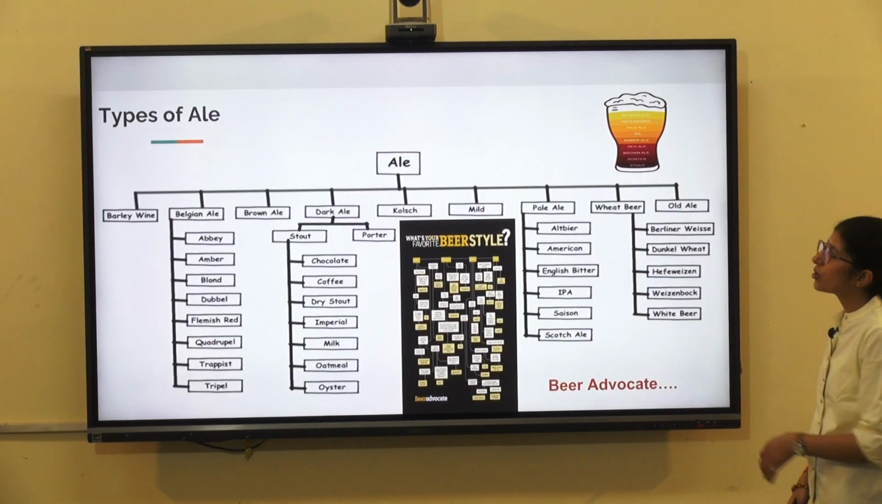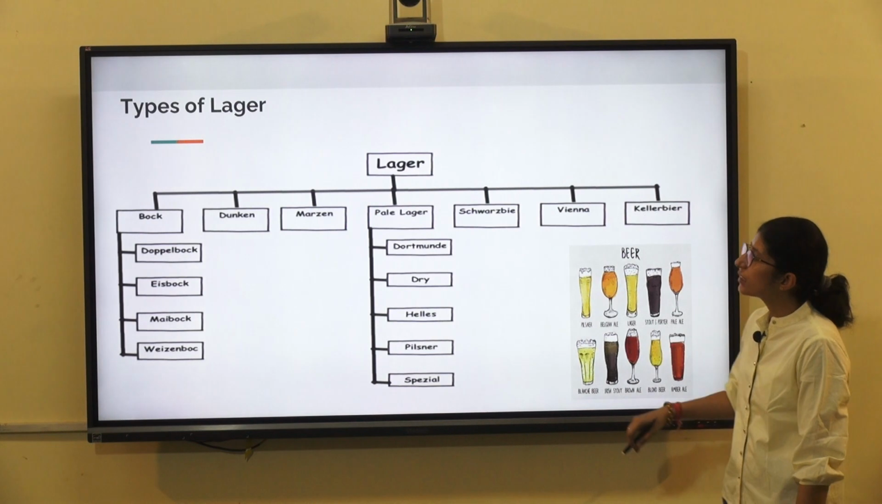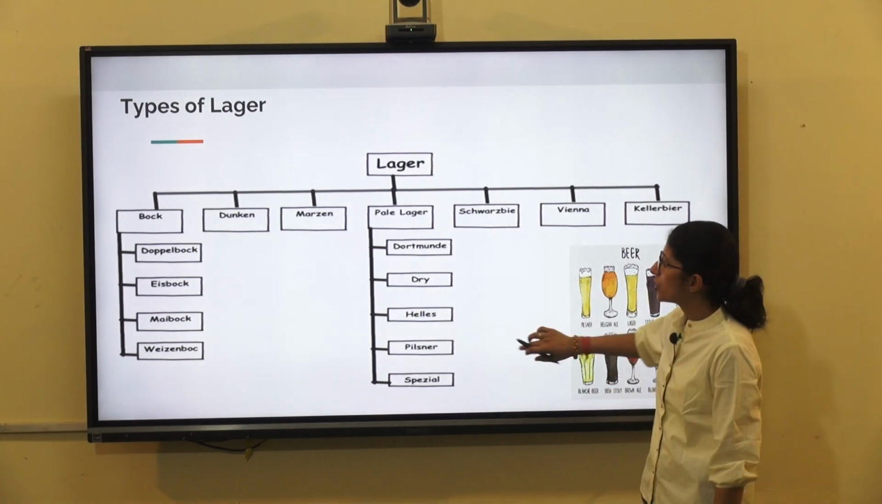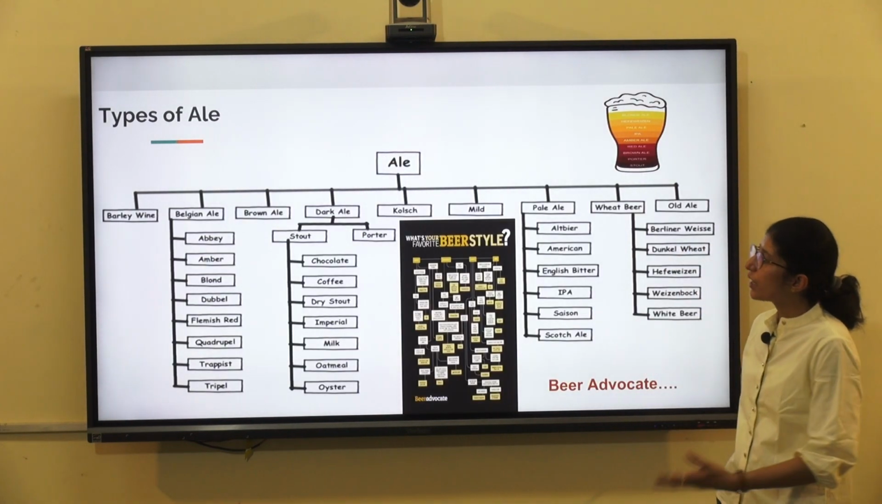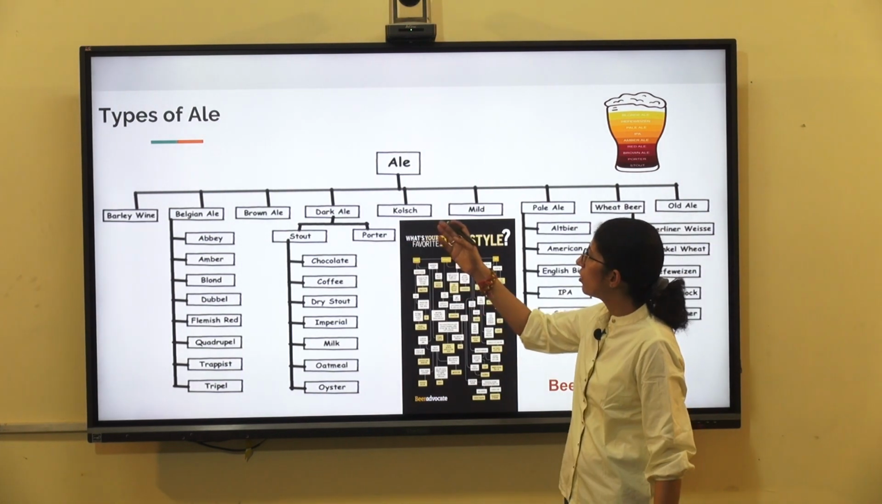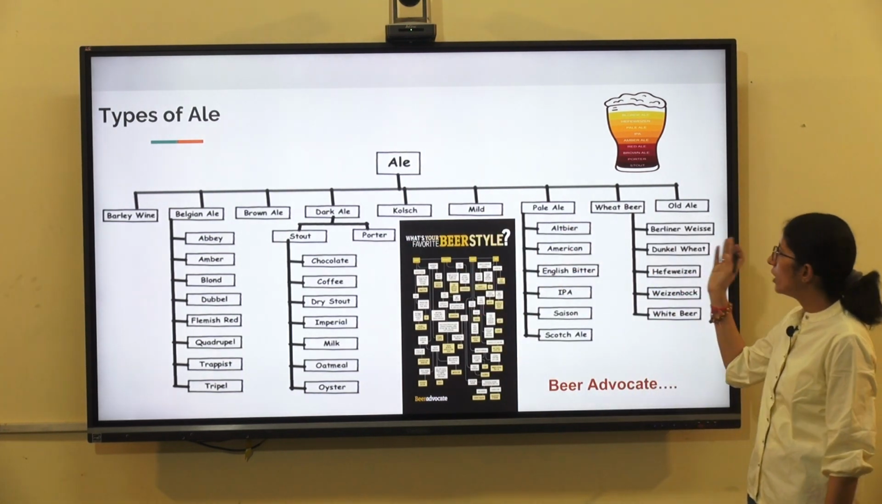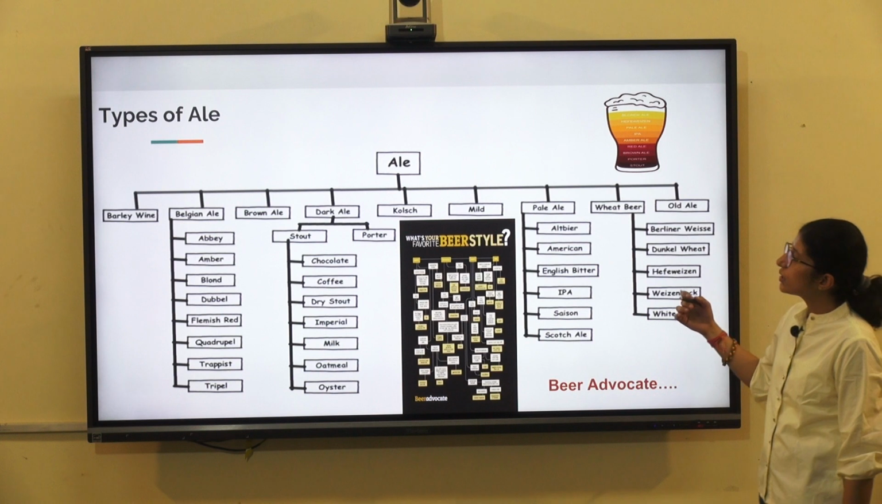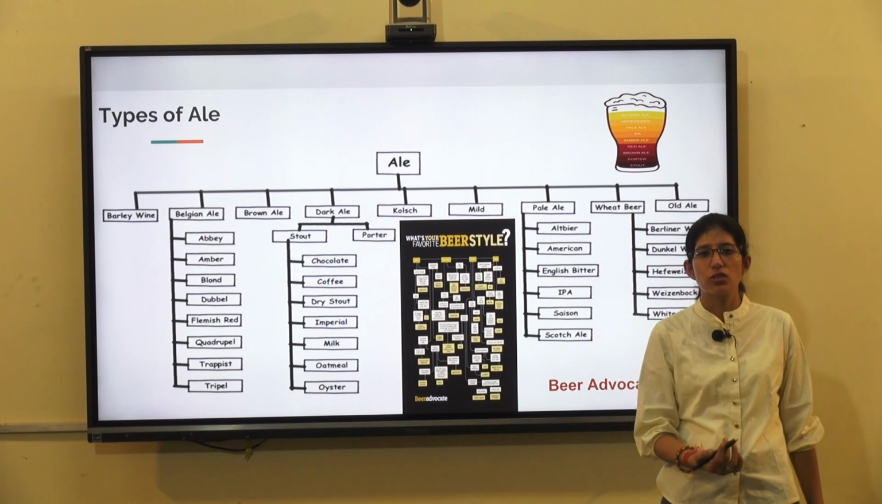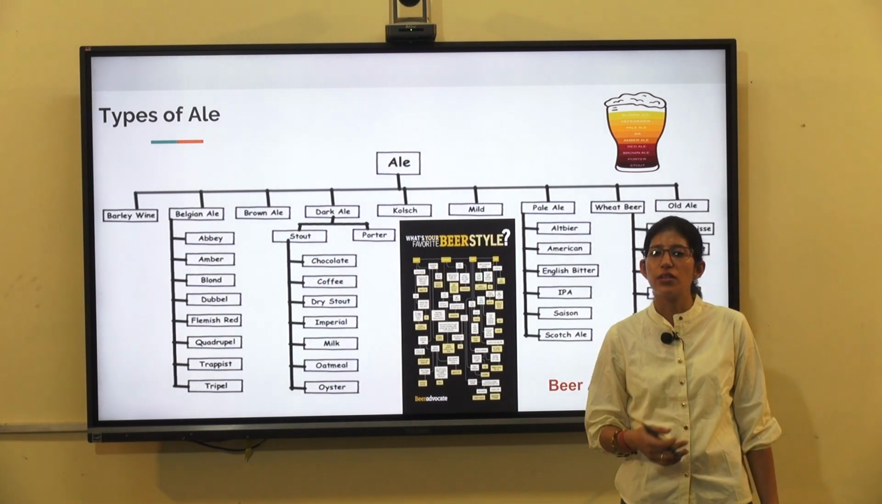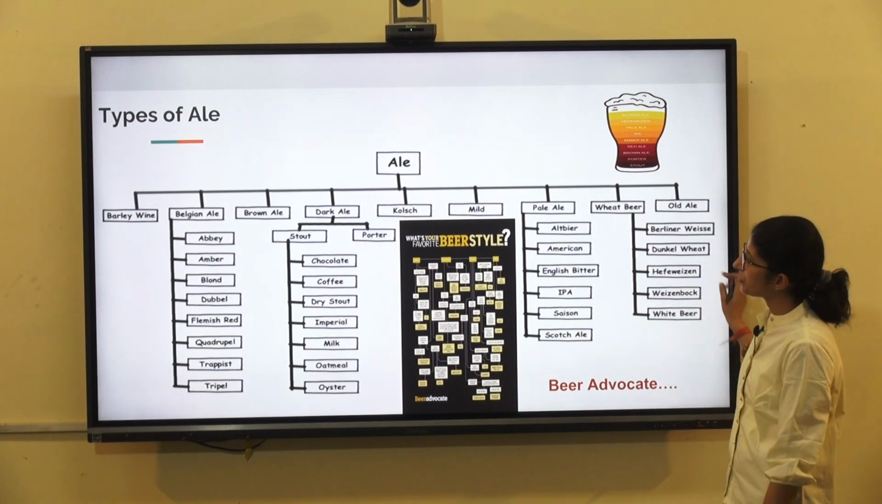Now, these are the types of ale and types of lager that are commonly used in beer production. The types of ale are barley wine, Belgian ale, brown, dark, Scotch, mild, pale, wheat and old ale. Followed by that, what is the actual type of beer? You have to select according to your own preferences, cost and its benefits.